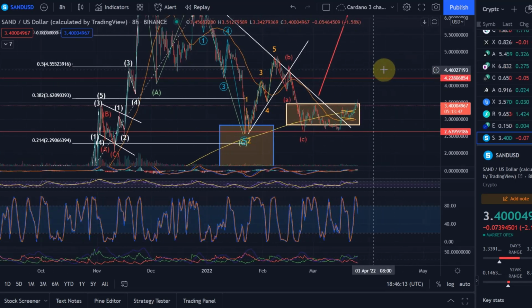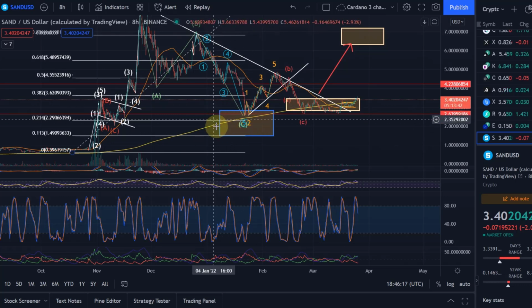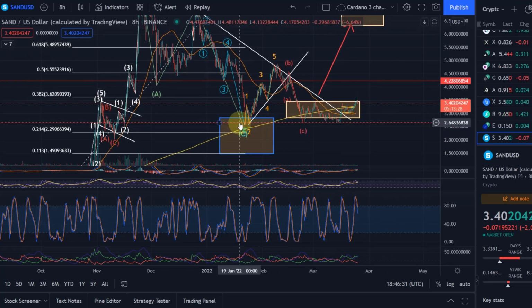We talked about Sand being here in this correction. Obviously it reached that blue target area. Fantastic. That was the area where I said with the highest likelihood, if we reach that area we get a turnaround, the correction could be finished. Now, is it already finished? I'm a bit skeptical, but I can tell you that it's looking quite good for Sandbox.